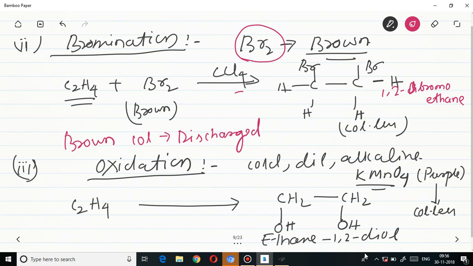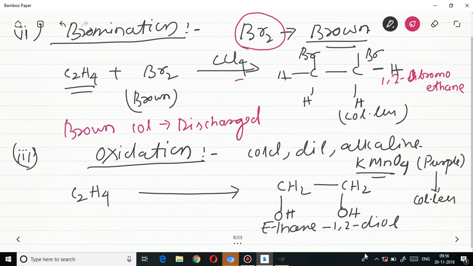Now the next reaction is oxidation. Oxidation of alkene is done in presence of cold, dilute, alkaline KMnO4. So this KMnO4 is purple in color. Cold, dilute, alkaline KMnO4. Now if I take this compound here, this will be reacting in presence of H2O and nascent oxygen. Now there will be a compound prepared known as ethane 1,2-diol. Now this H2O and O combinedly will form 2 OH, and this double bond will be broken, and 1 OH here and 1 OH here. So this compound is known as ethane 1,2-diol. So here the purple color of the KMnO4 will become colorless. That is the observation. This is very important.